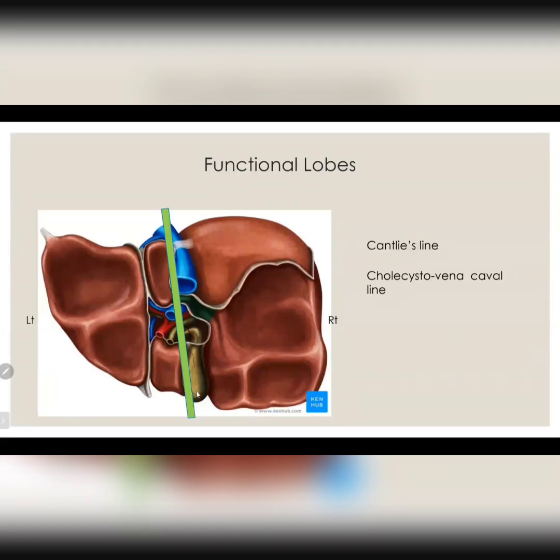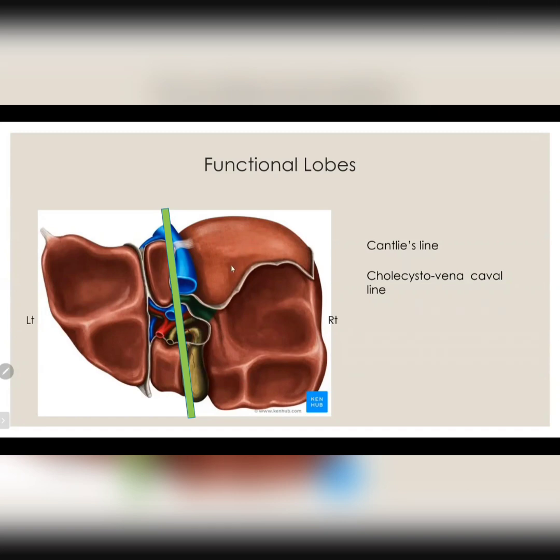The cholecystovena caval line means a line passing through the fossa for gallbladder and also passing through the groove for inferior vena cava. There's another word for this line. You think that the liver is a straightforward organ and very honest. Okay, the liver can't lie. Can't lie, or the Cantlie's line. Whatever floats your boat, you can just remember that word, the Cantlie's line. The Cantlie's line divides the liver into the functional left lobe and the functional right lobe.